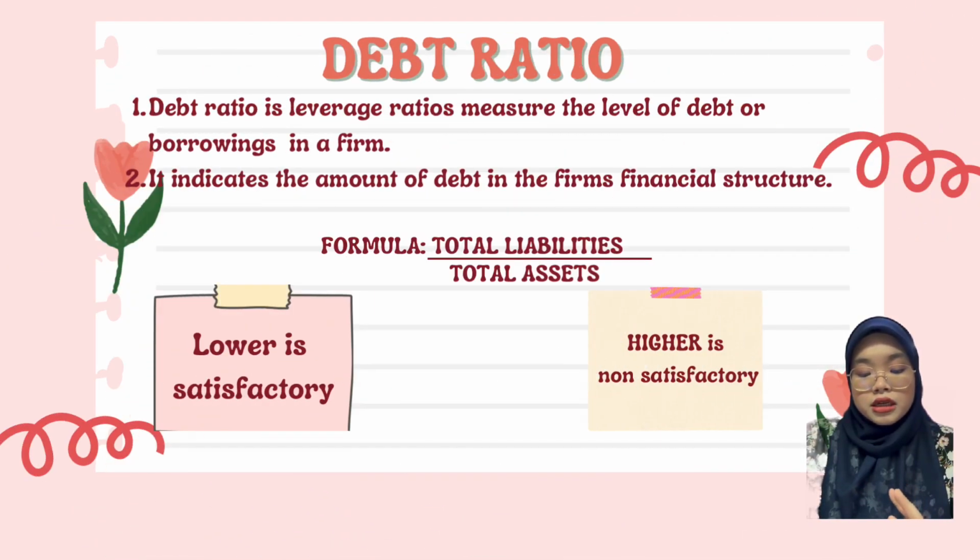I want to explain the debt ratio before we start. Debt ratio is leverage ratio measure the level of debt or borrowing in the firm. Next, in this case, the amount of debt in the firm financial structure. The formula to debt ratio is total liabilities divided by total asset. In debt ratio, lower is satisfactory and higher is not satisfactory.